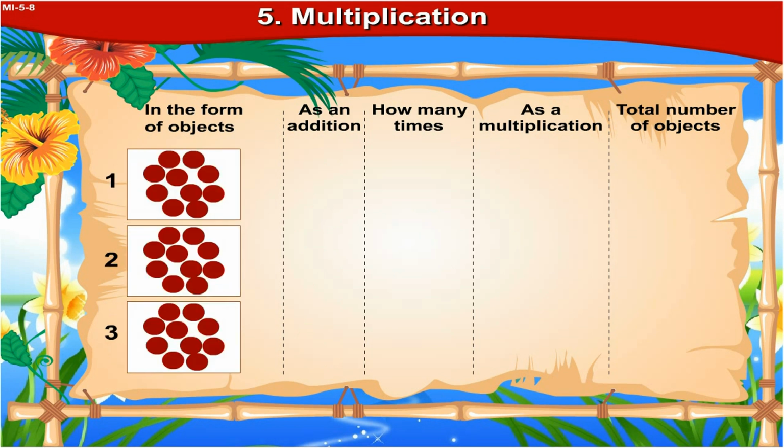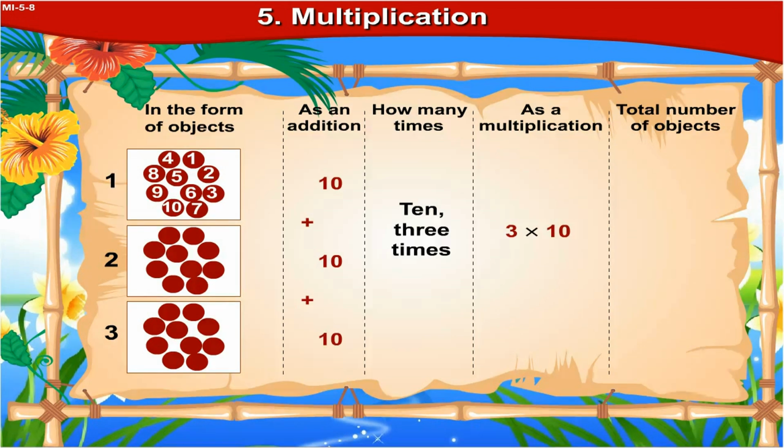In the next picture, we have some beads. Well, if you notice, there are 3 groups of 10 beads. Well, that means as an addition it would be 10 plus 10 plus 10, and we write it as 10, 3 times, which means it is 3 into 10. And that means the answer is 30.